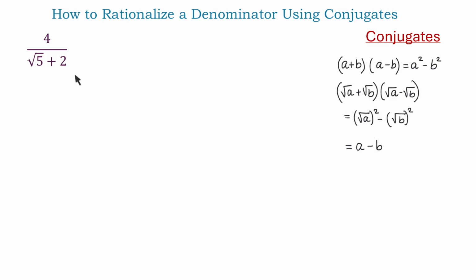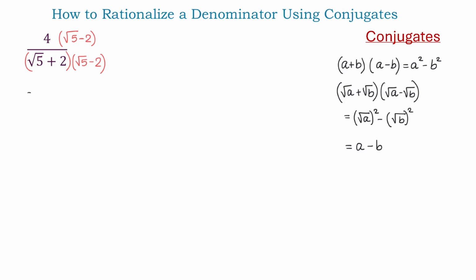Now, the first expression we have here is 4 over square root of 5 plus 2. In this expression, if we multiply the denominator by its conjugate, which is square root of 5 minus 2, then we will eliminate the radical. And in a fraction, if we multiply the denominator by a number, we have to multiply the numerator by the same number. So we multiply both the numerator and the denominator by square root of 5 minus 2, which is the conjugate of square root of 5 plus 2.